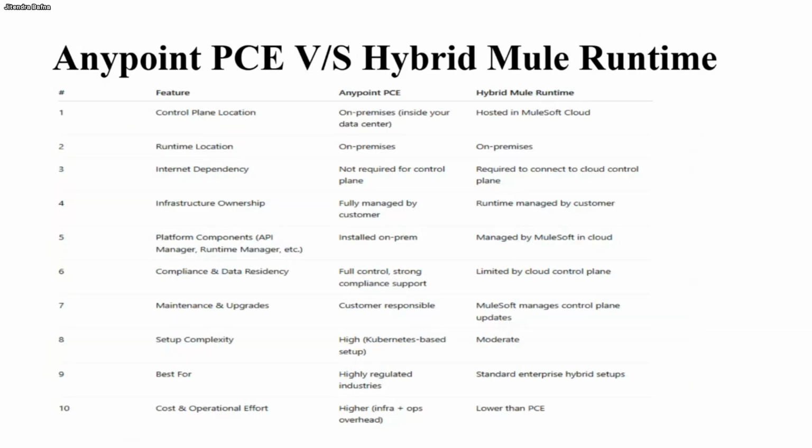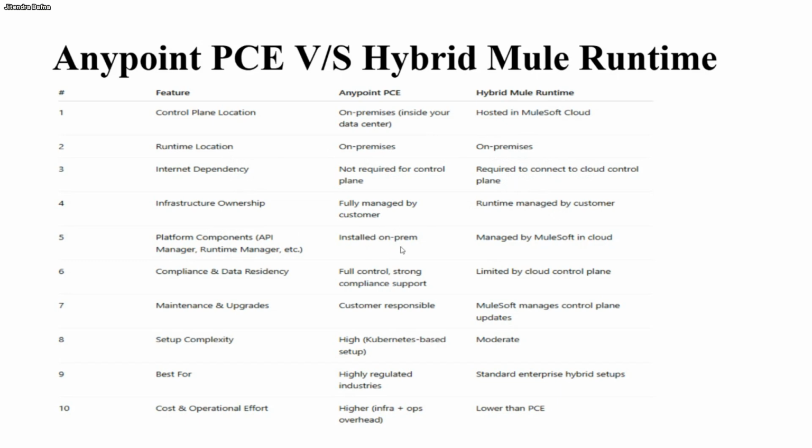Okay. So let's talk about some differences between Anypoint PCE versus hybrid Mule runtime. Control plane location is on premises inside your data center, whereas for hybrid Mule runtime it is hosted in the MuleSoft cloud, right? Runtime location is on premises. Your runtime plane is on premises. Internet dependency is not required for the control plane. If you want to give internet access, it's your choice. For hybrid, it is required to connect to the cloud control plane. Infrastructure is fully managed by the customer, and in the case of hybrid the runtime is managed by the customer.